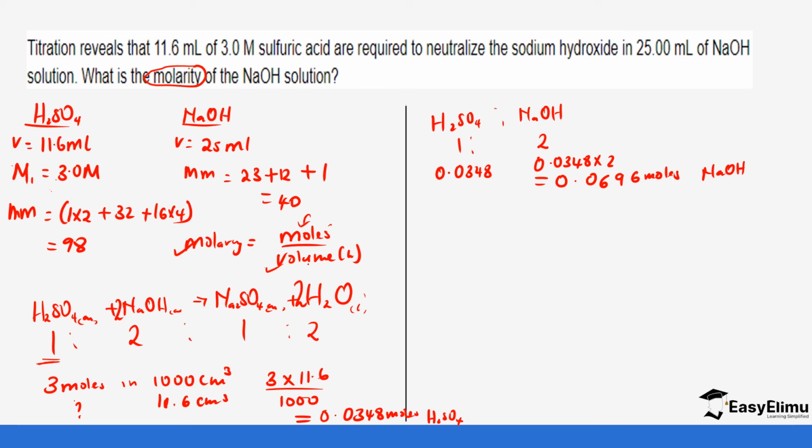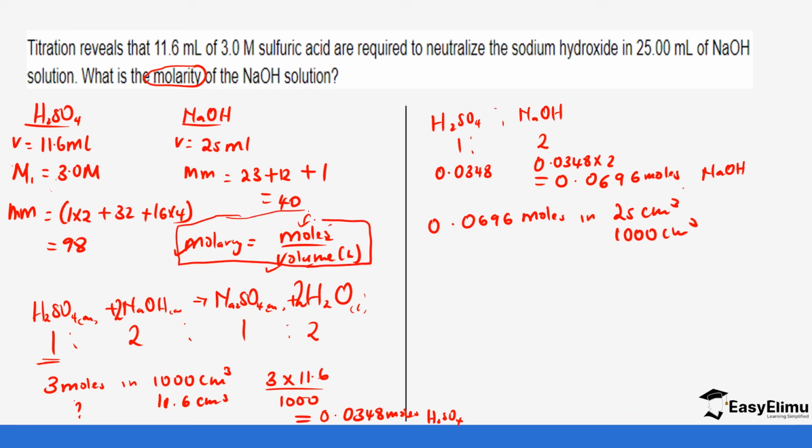So we have the volume, which is 25, and the moles now, not the other way around, and we are looking for molarity. So if 0.0696 moles are in 25 centimeters cubed or mL, what about in 1,000? So you can go ahead and input the moles and volumes, and remember to convert your volumes in liters before you use the formula, and you will still get the same answer.